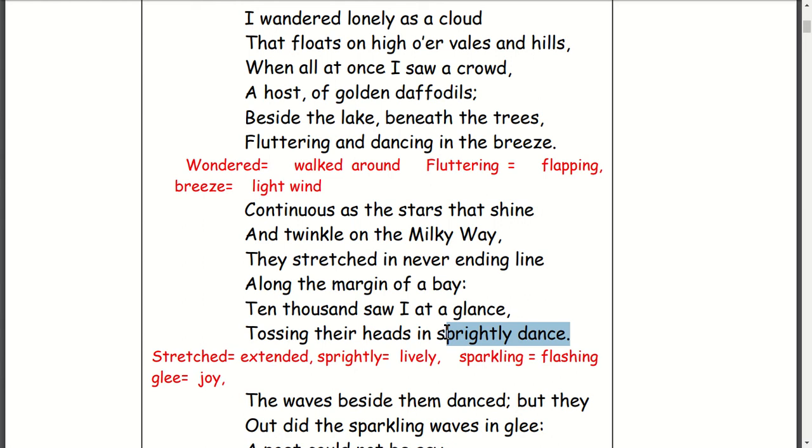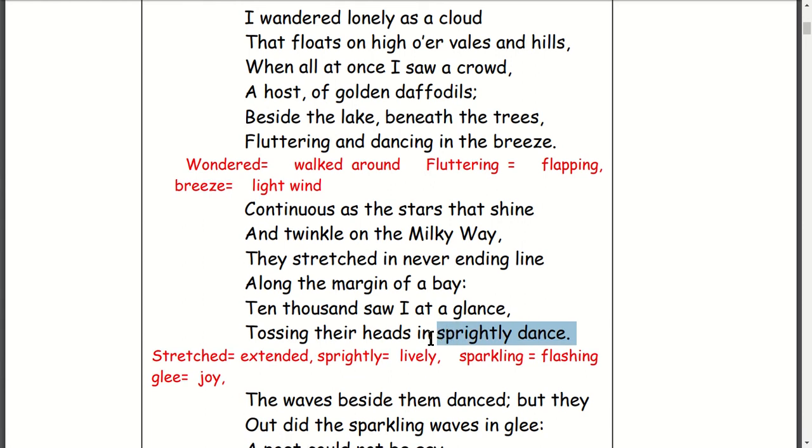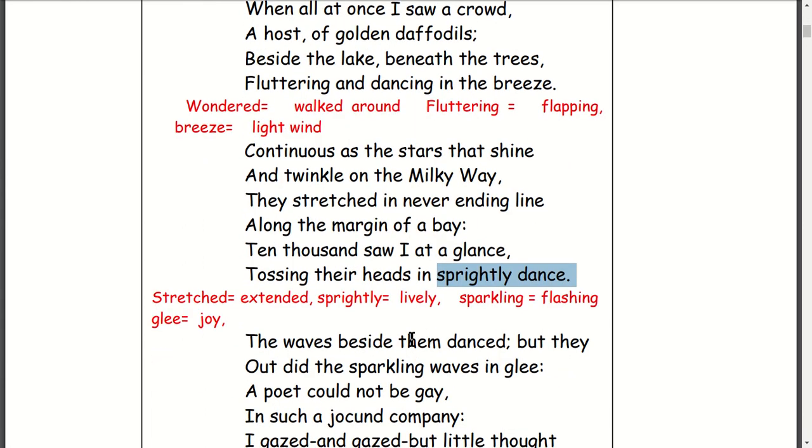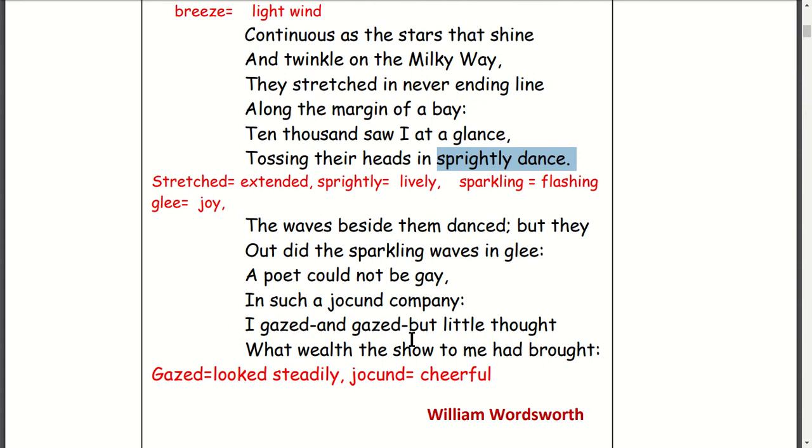You see there, such kind of dancing here, sprightly dance. If in a picnic there is a party, all are merry, enjoying like this. The daffodils were also dancing actively, like the people enjoying a picnic and dancing there. This is the second stanza. This is the third stanza. Only the third stanza is here.